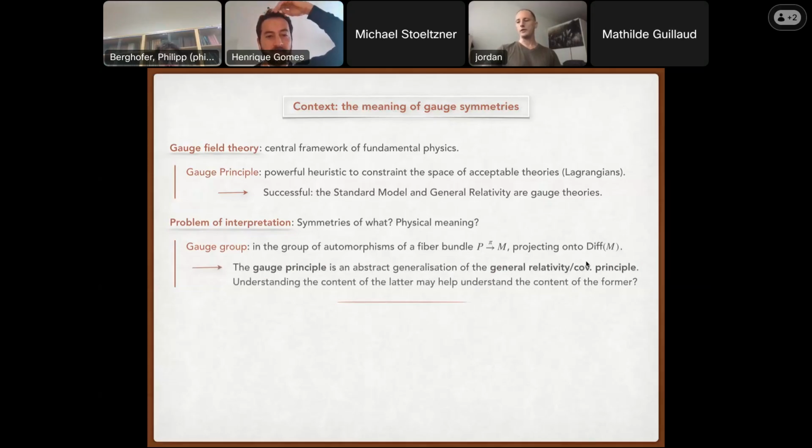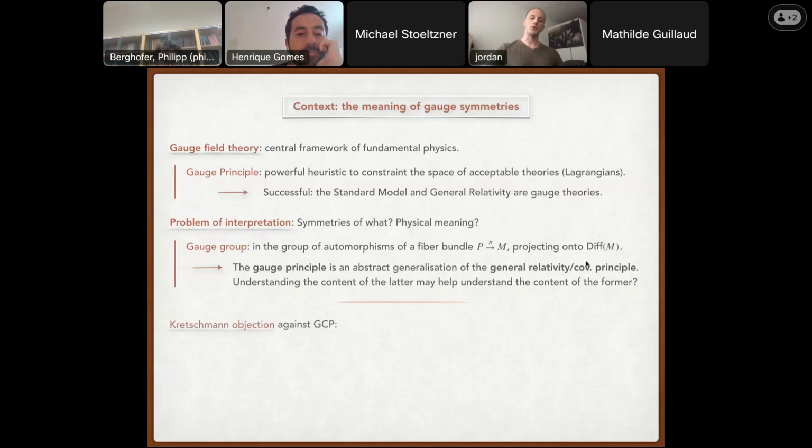So in a way, you would expect that the kind of understanding that you can get about the general covariance principle should shed some light onto the gauge principle and the meaning of gauge symmetries. At least this is my contention. I recently gave a short seminar about this. Maybe I can repeat it here at some point to discuss.